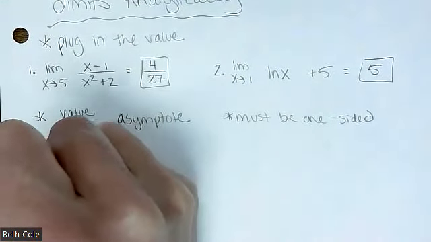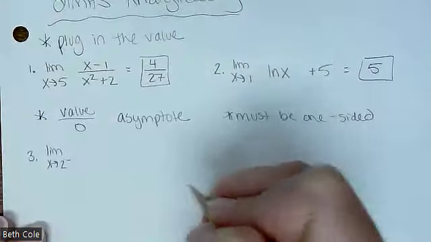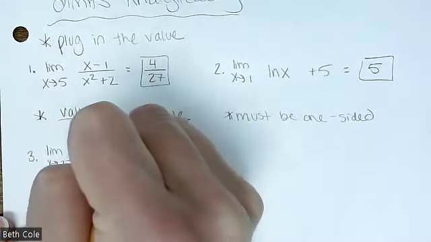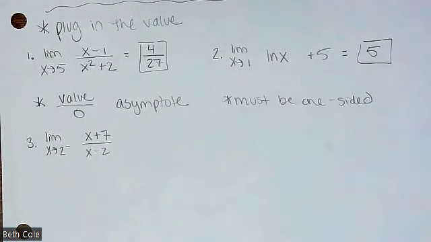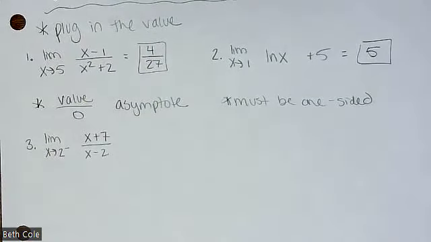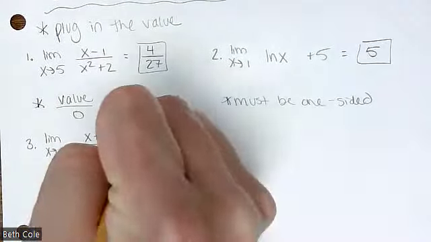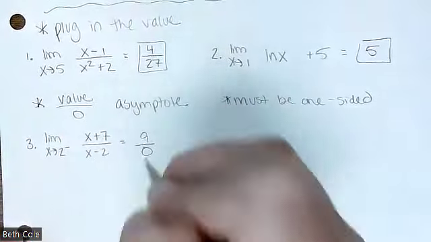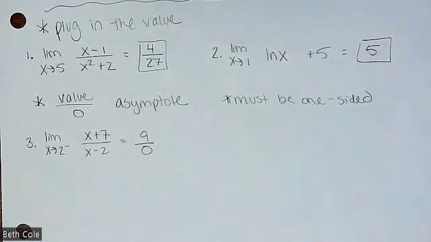I'm going to do limit x goes to 2 from the left of x plus 7 over x minus 2. Now I know it's 2 from the left, but you're going to just try and plug in 2. That's your first go-to, is plug in the value, plug in the number and just see what happens. Okay. So if you plug in 2, what do you get? 9 over 0. And that's where you want to go, oh, there's an asymptote.